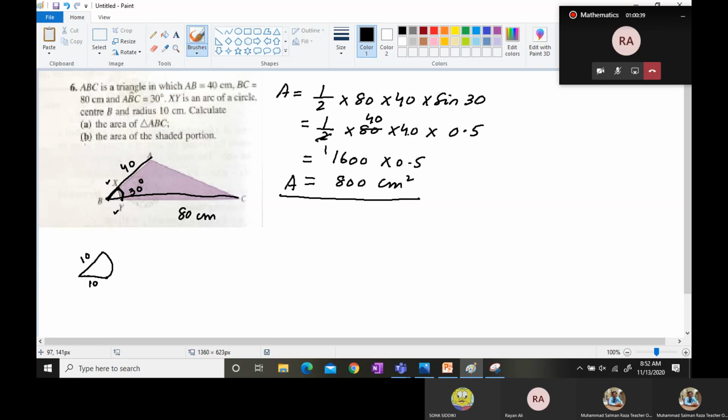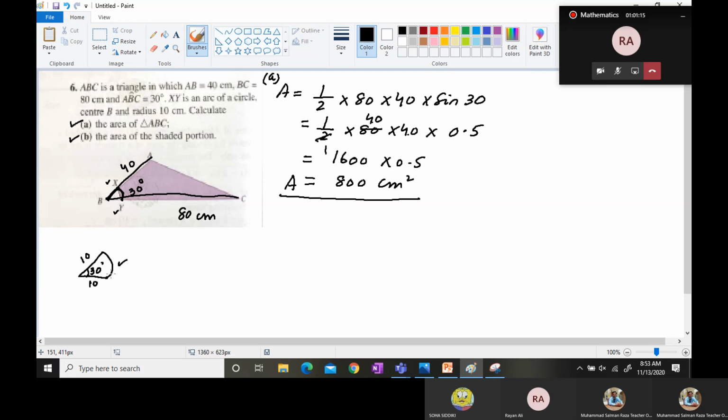Now, this was the A part of this figure. In order to find the B part, we need the area of the shaded portion. We have the area of the whole figure, and if we find the area of this minor part, we can find the area of the shaded portion.